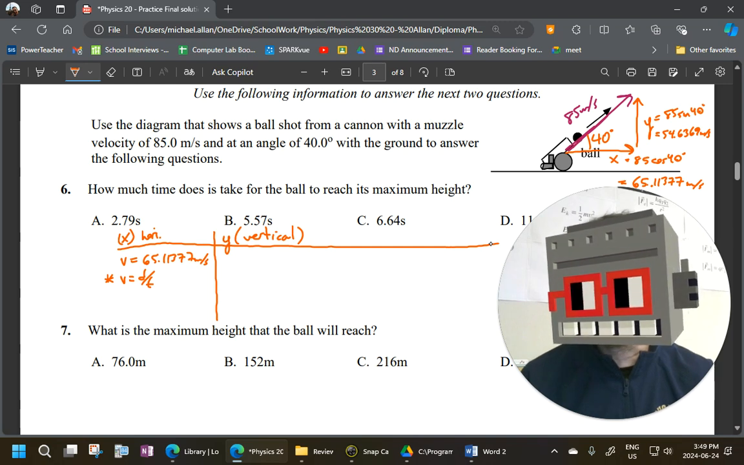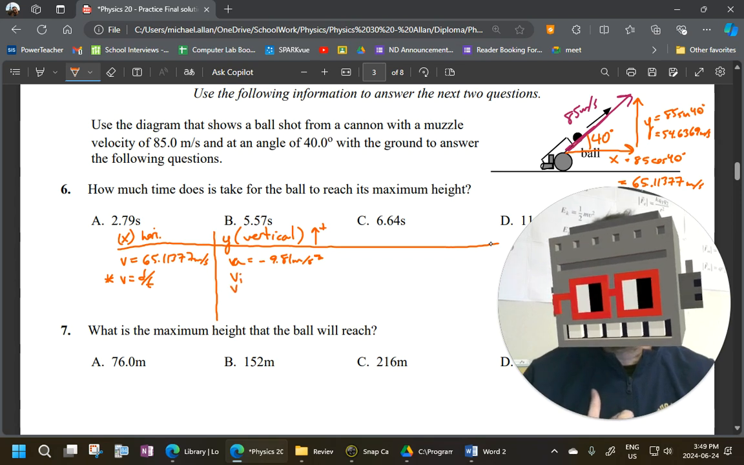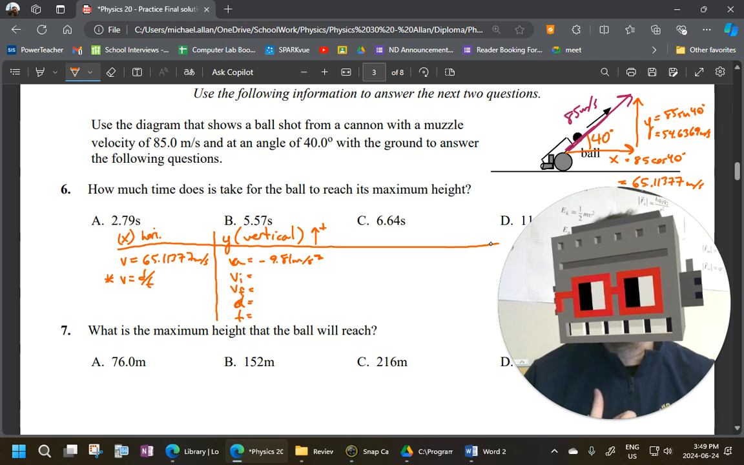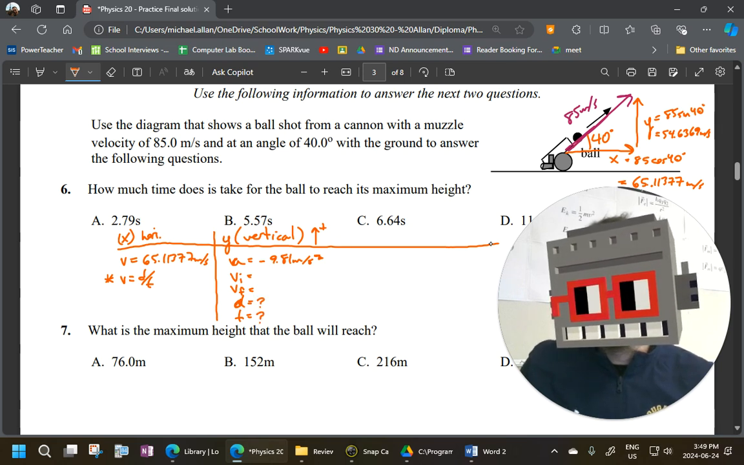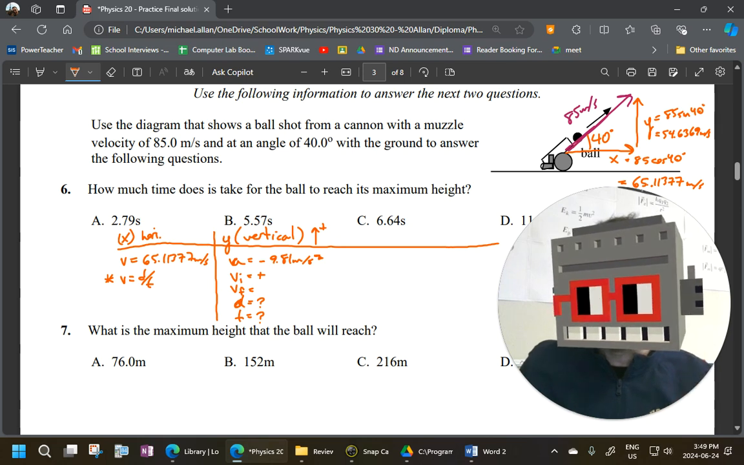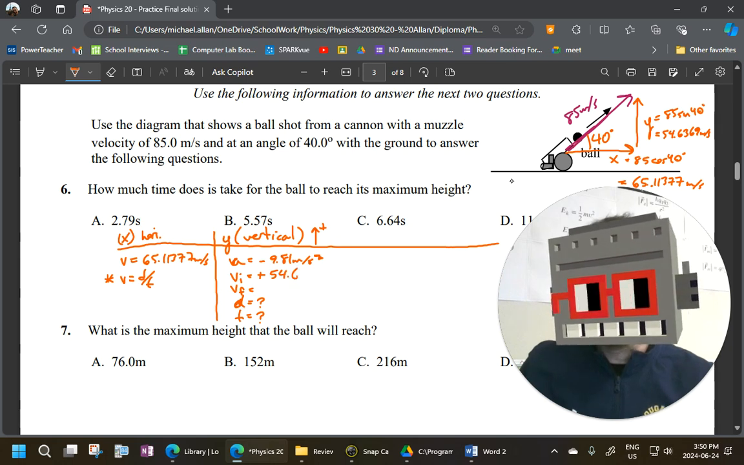Now, on the other side, I can start filling out some other pieces of information. Let's say up is positive, so my acceleration here is negative 9.81 meters per second squared. And because I have acceleration, I have these other pieces: vi, vf, a, d, t. We're looking for the d in the second question, and in the first question we're looking for the t. And I have a vi here. Remember, this 85 does not belong in this chart. Only the components of the 85 can go in here. So that's 65 in the x, and 54.6369 meters per second in the y spot.